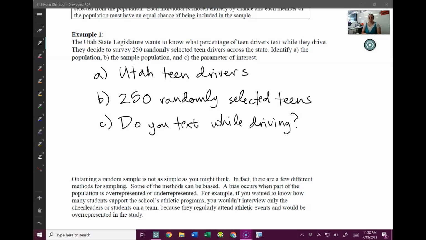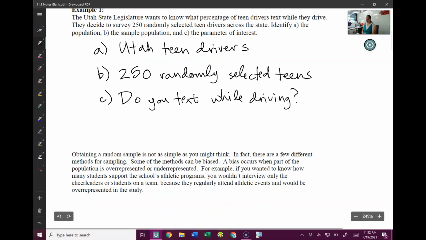So we come to this idea of we want to pick a sample that is truly representative of our population. So maybe picking 5 to 10 people from each county. That is a more representative sample. That would get me more reliable answers. And that comes to this idea. Obtaining a random sample is not as simple as you might think.